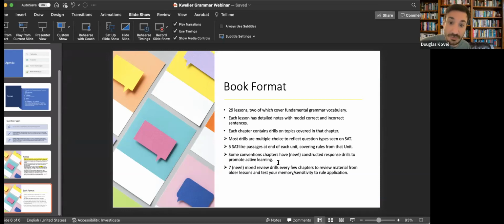So as far as the two new features of the book that I added just recently, one thing I added were some mini constructed response drills to some of the conventions chapters in order to promote more active learning. These questions might ask you to do things like fill in the blank, explain your reasoning, propose your own suggestions for how to revise certain sentences. So this will allow you to engage with the material in a much deeper way. So hopefully when you do get to the multiple choice questions, you'll be better able to tackle them and you'll have a stronger understanding of the rules.